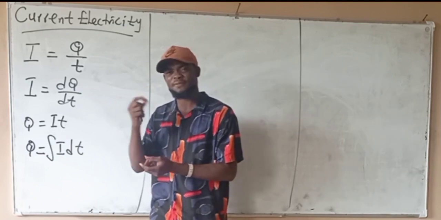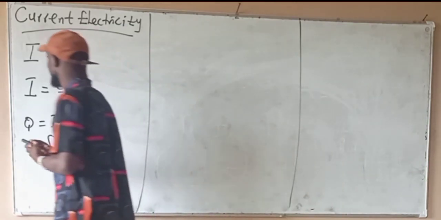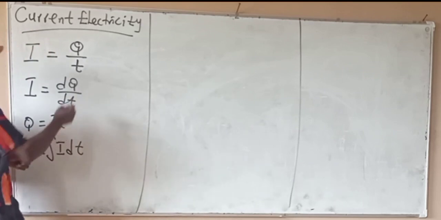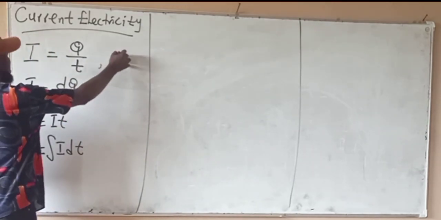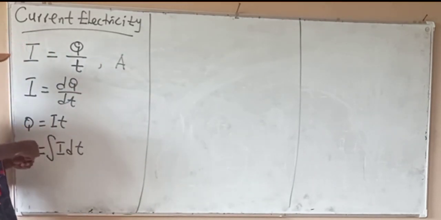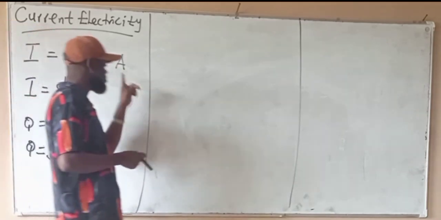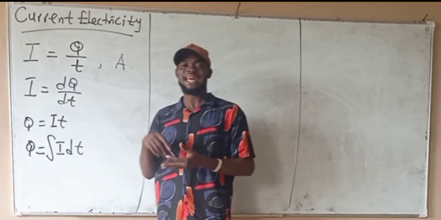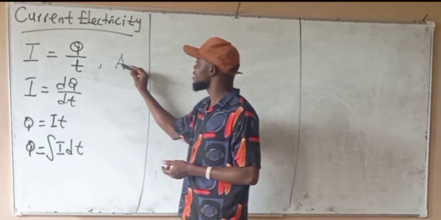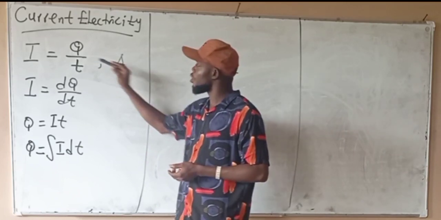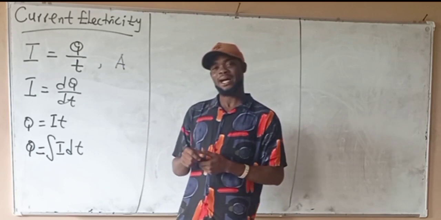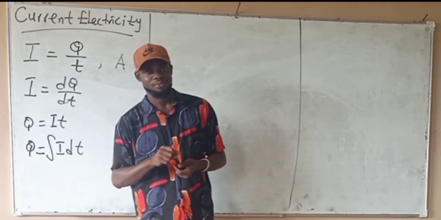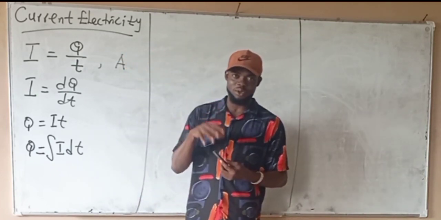Now, current is a fundamental quantity with the unit ampere, which has the capital letter A as its symbol. And this is the symbol for the unit of current, which is ampere. Then the dimension can either be A, or you can also use I as its dimension. So it's a fundamental quantity, take note of that.